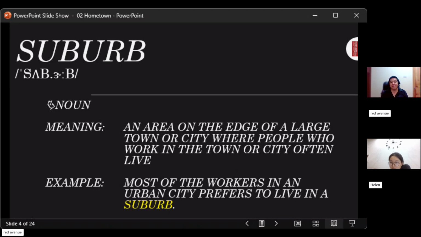On the edge of a large town or city, where people who work in the town or city often live. So it means outside the city. City is urban, countryside is rural. Urban, city. Countryside, rural. Suburb, the middle, between city and countryside. Understand? So a suburb usually is between the city center and rural areas.